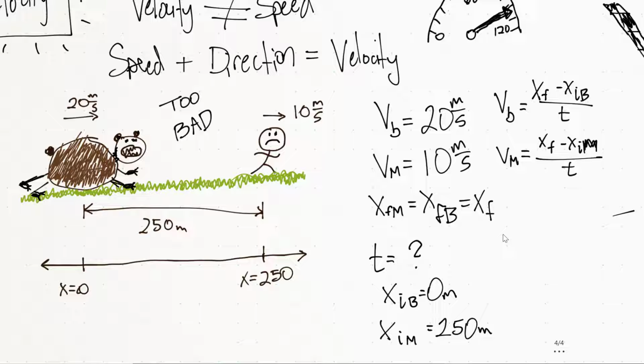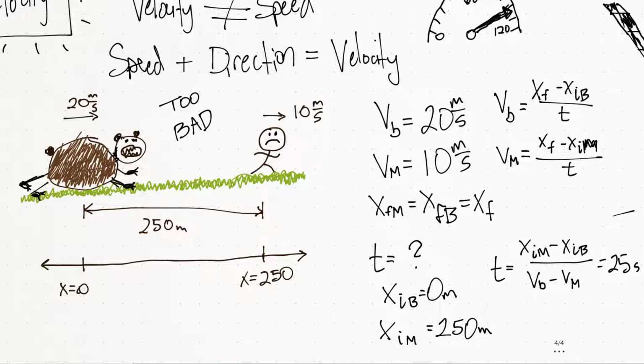Once we set up the velocity equations, we should have two unknowns. If the number of unknowns is equal to or less than the number of equations, then we are ready to solve. With some basic algebra, we can solve for t. The answer should be 25 seconds. If you also want to solve for the final position, the correct answer for that is 500 meters.